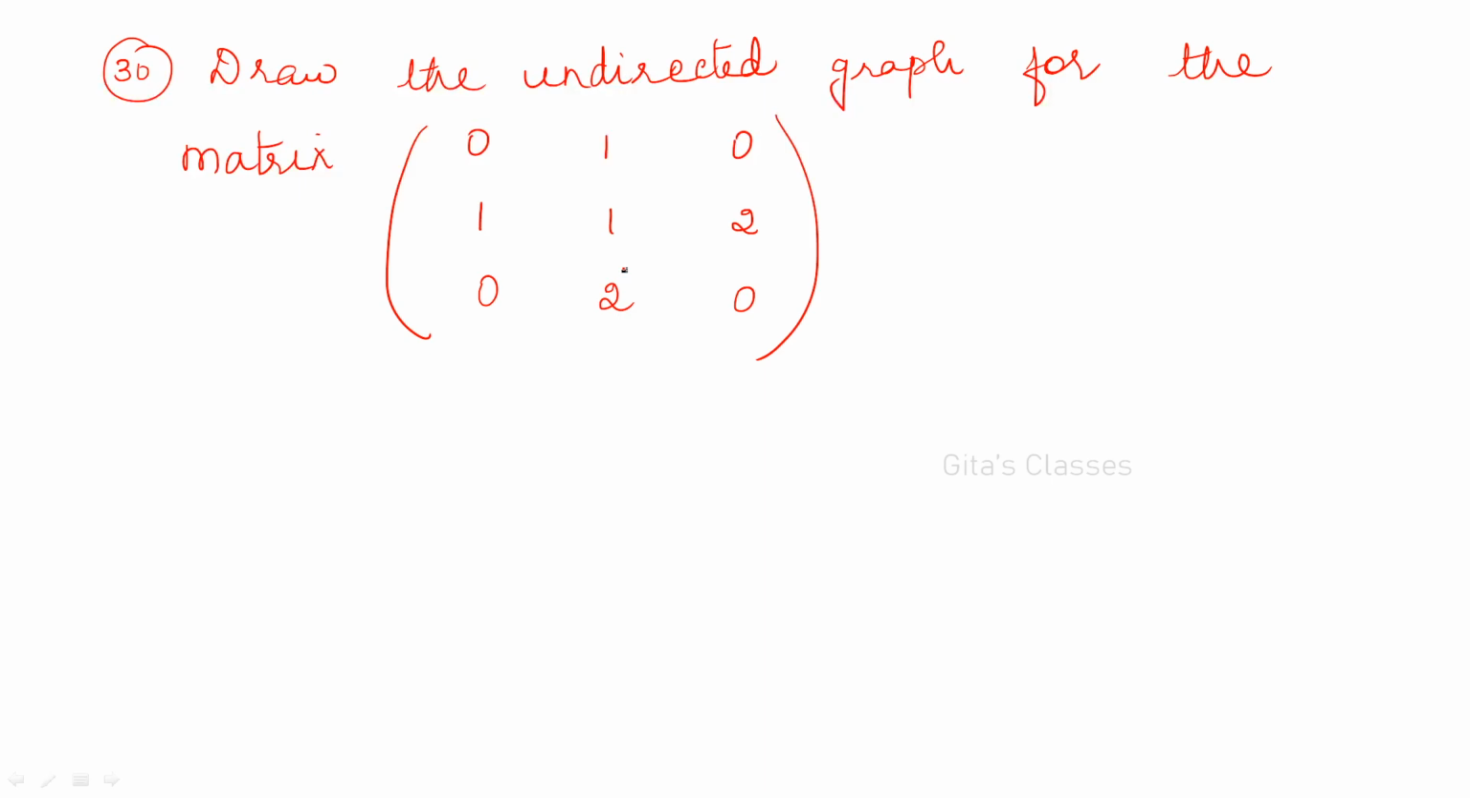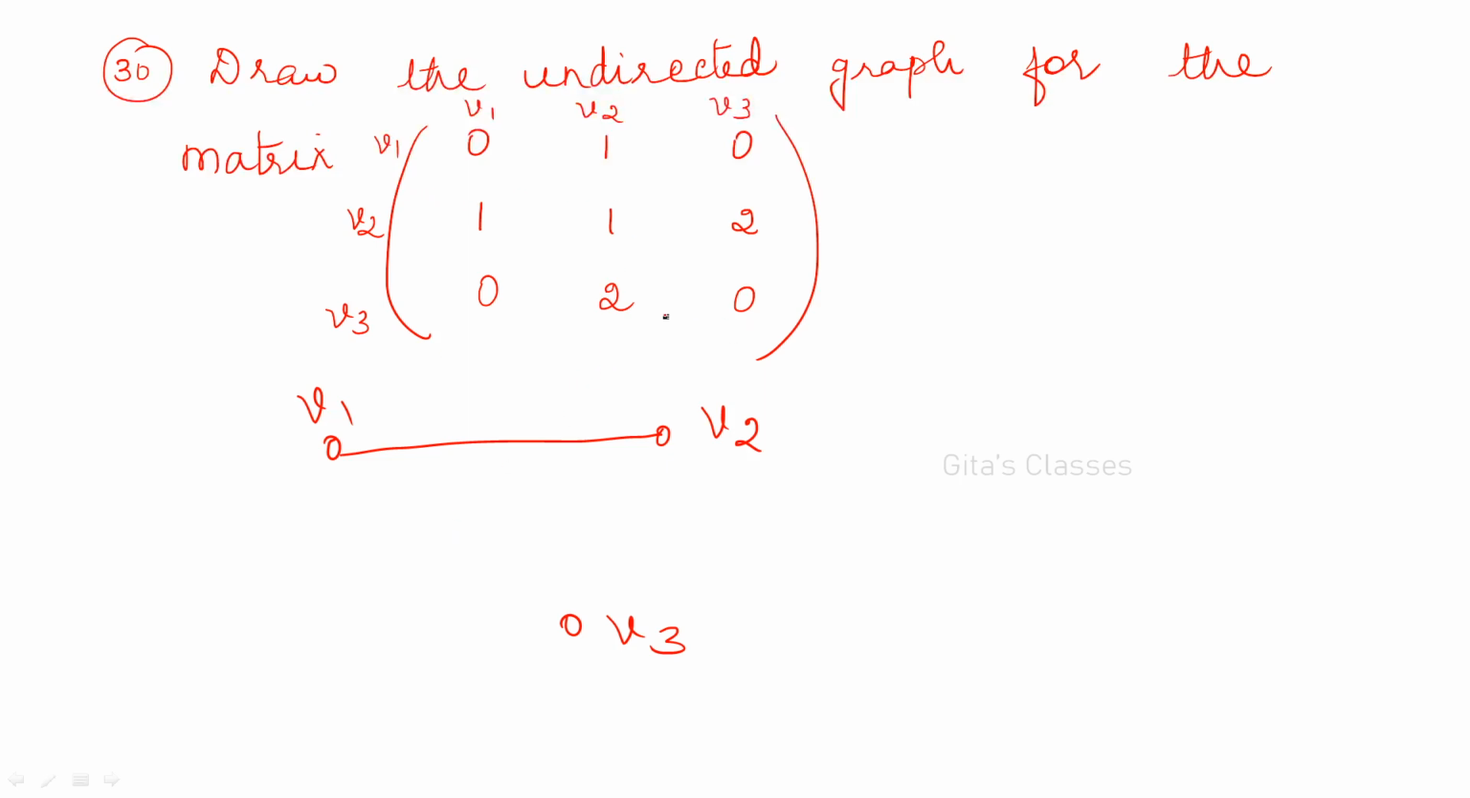And draw the undirected graph for the matrix 0, 1, 0, 1, 1. This is a matrix representation for the graph, and you are asked to draw the undirected graph. So let us assume V1, V2, V3. It is a 3 by 3 matrix, so it contains 3 vertices. V1 and V1, there is no loop. V1 and V2, yes, there is an edge. If there is an edge, it will be 1. If there is no edge between the vertices, then it is 0.